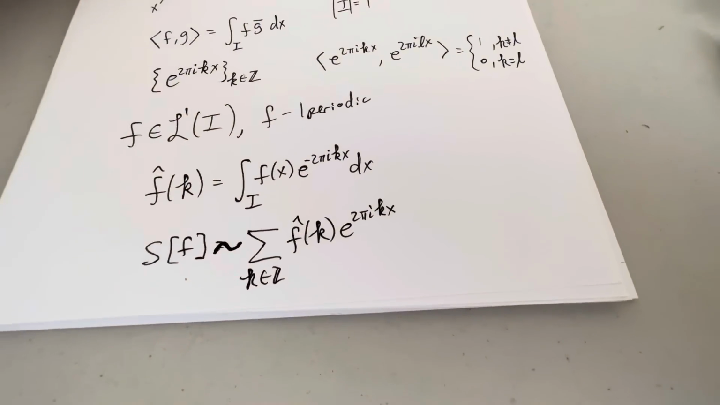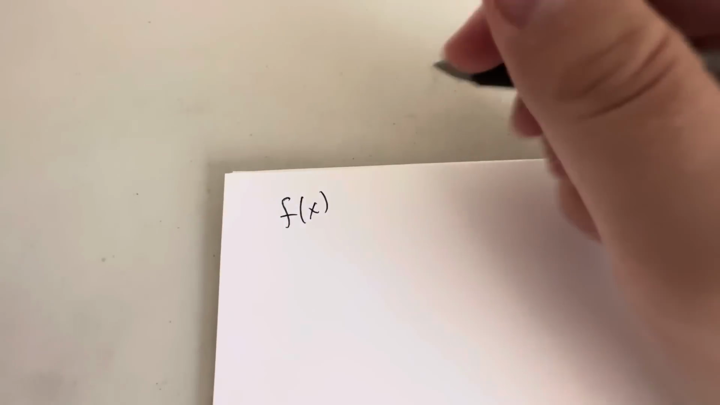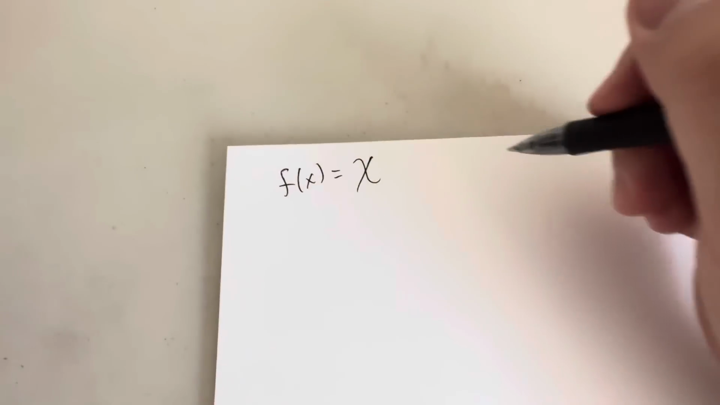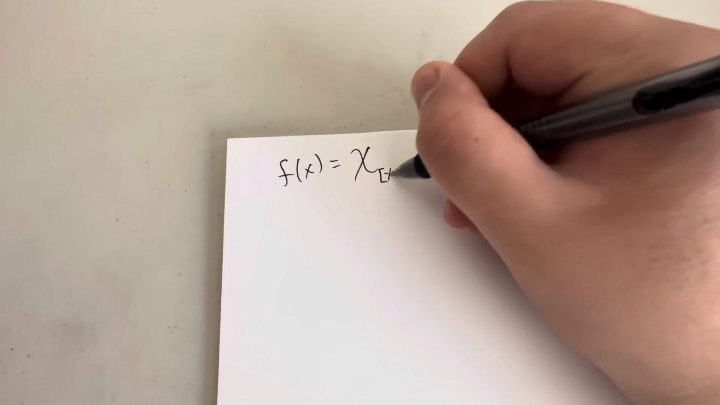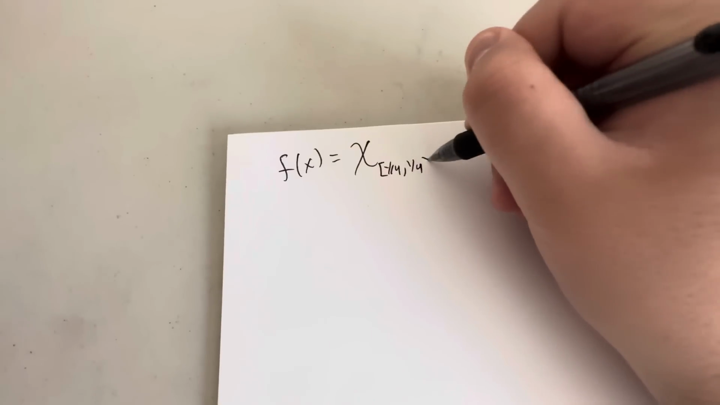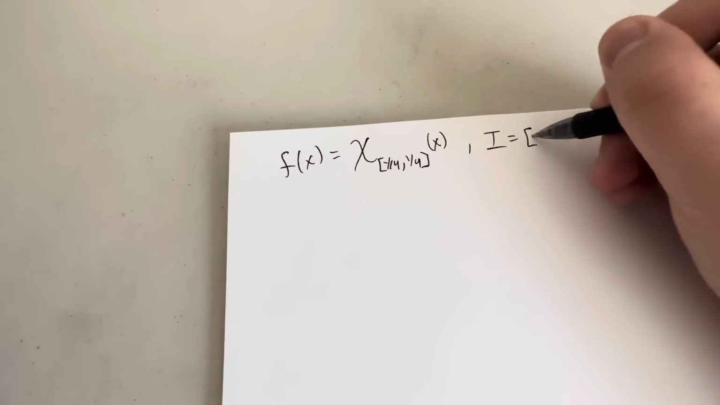Okay, so let me do an example. This was a homework problem that we were given last week, and I presented this problem at the board because that's how we're graded. We present problems. So I did this one on the board. So my function f(x) is equal to the characteristic function from negative 1/4 to 1/4, and my interval is negative 1/2 to 1/2.